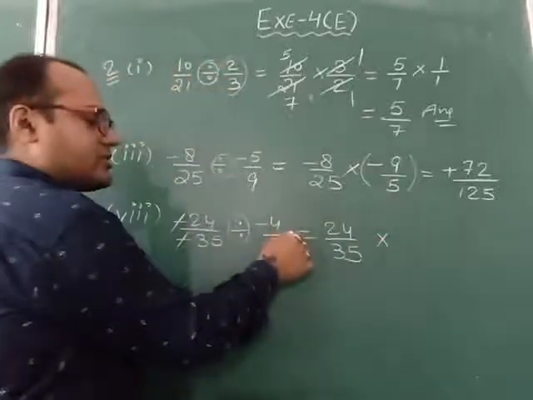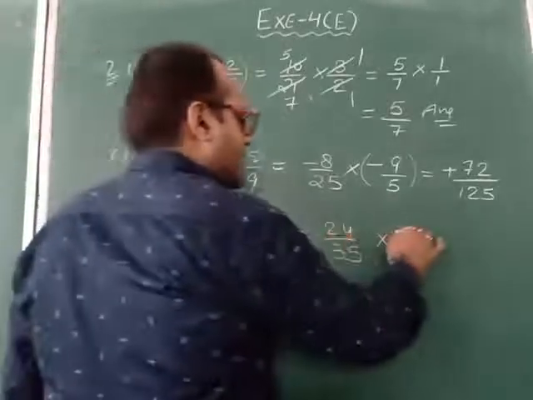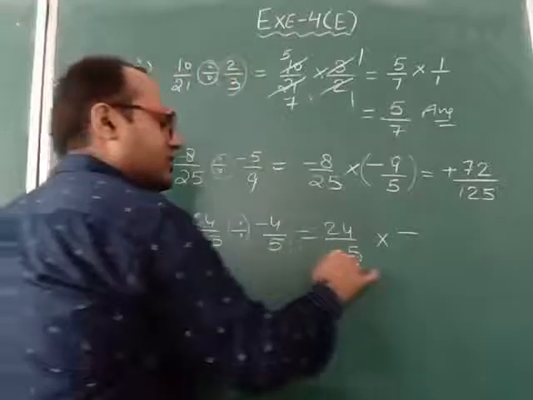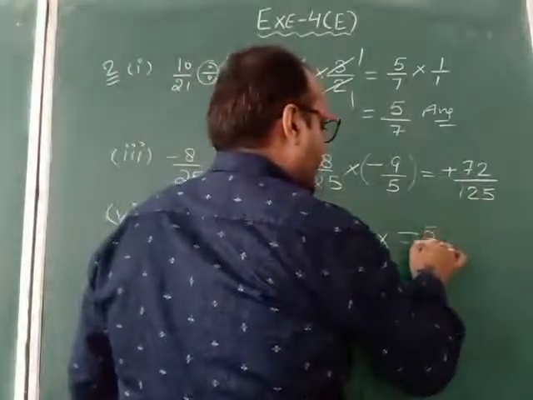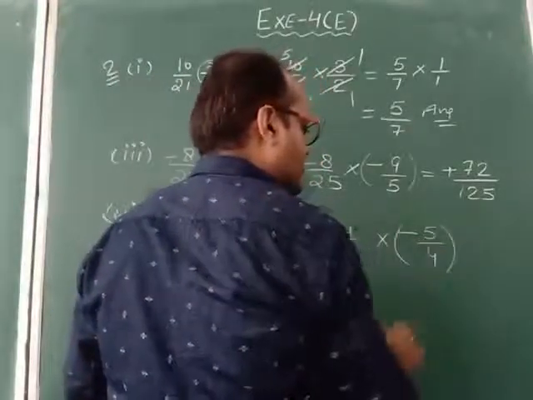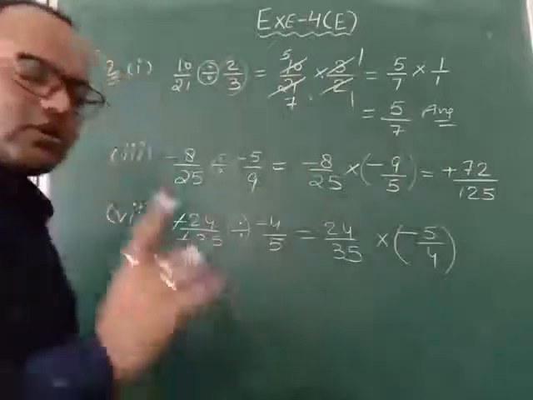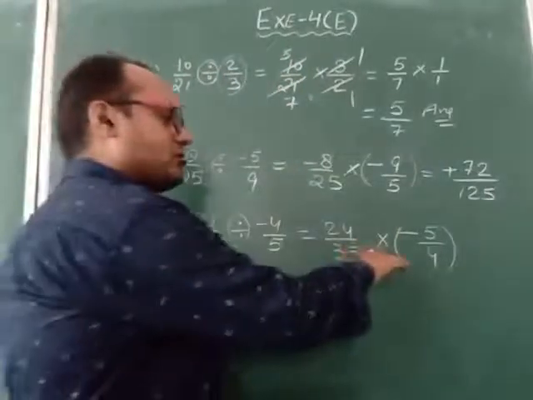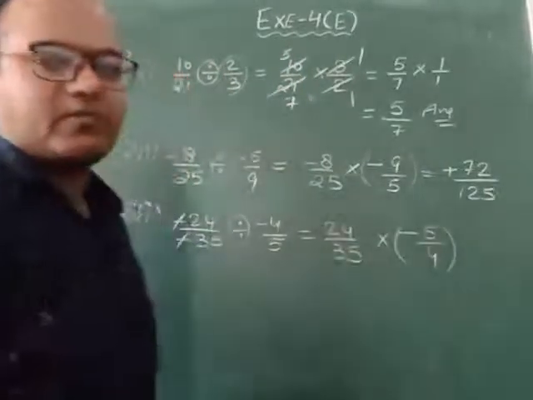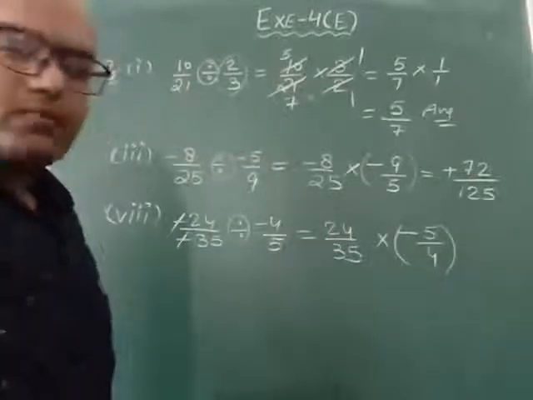Now we have to do the reciprocal here. Minus will remain at its own place. 4 upon 5 is written, but we will write here 5 upon 4. We have to do the reciprocal. We have to use bracket also. Why do we have to use bracket? Because multiply and minus sign are coming together. That's why we have to use bracket.